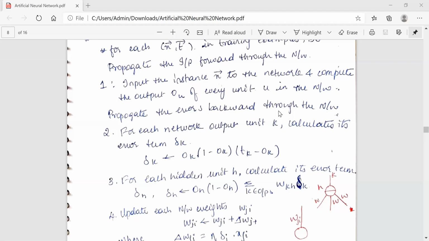So this is the algorithm that we were discussing. What we do is input the instances. We have this X bar, which is the input instances to the network, and we compute the output. If you remember, how did we compute the output?